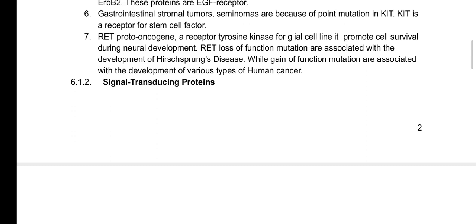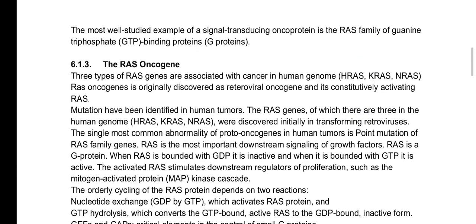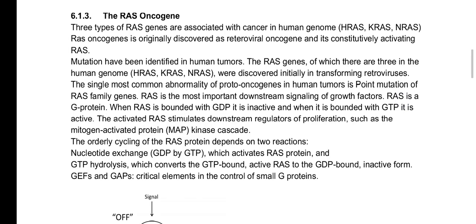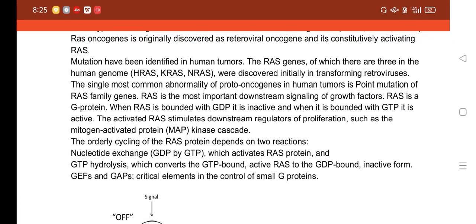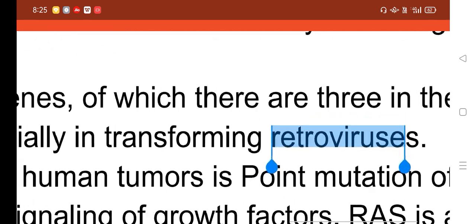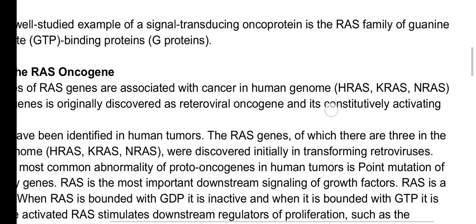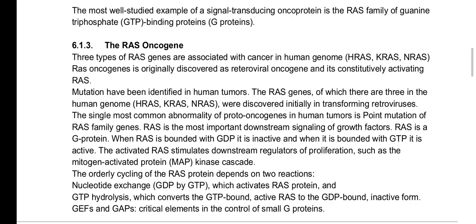Then signal transducing proteins. The most well-studied example of a signal transducing oncoprotein is the RAS family of guanine triphosphate (GTP) binding proteins, or G proteins. Three types of RAS genes are associated with cancer in the human genome: HRAS, KRAS, and NRAS. RAS oncogene was originally discovered as a retroviral oncogene, and constitutively activating RAS mutations have been identified in human tumors.